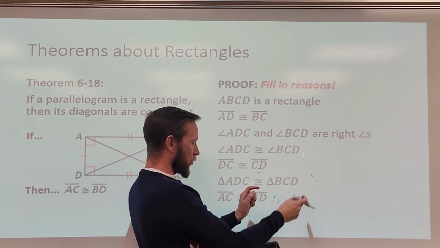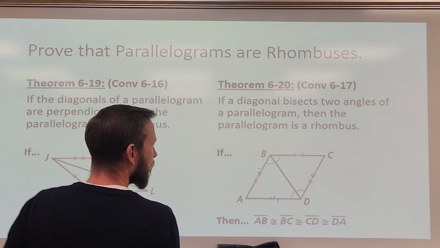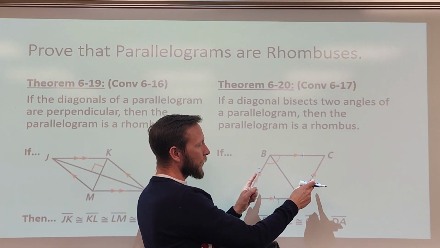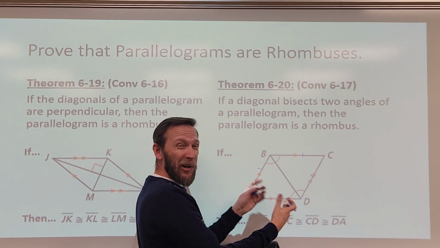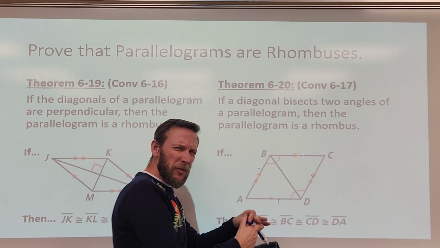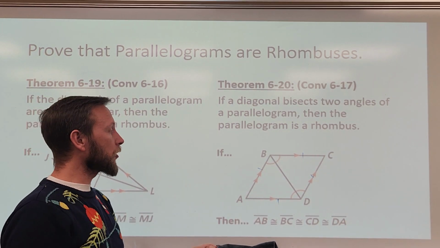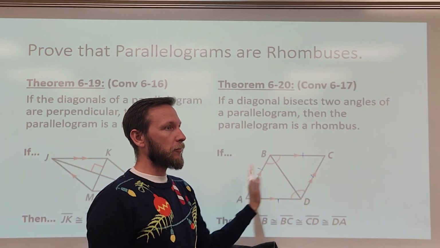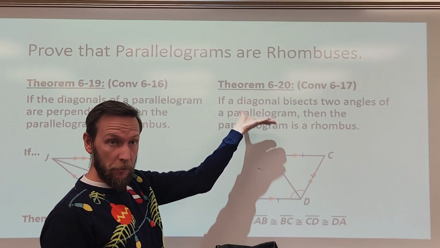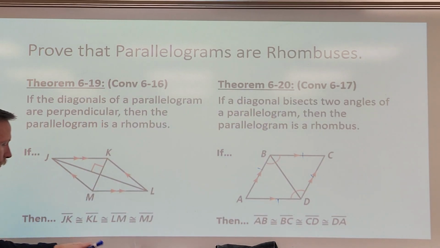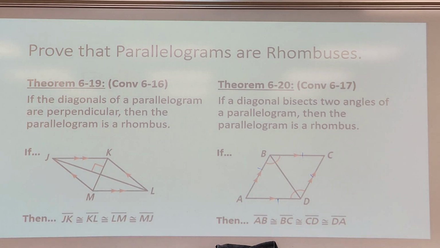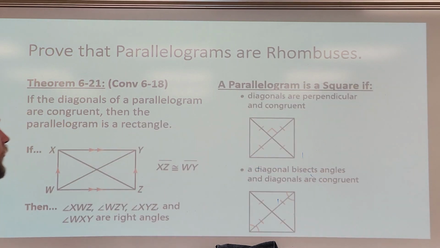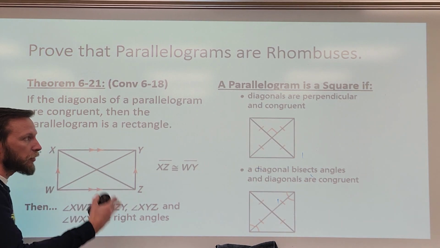But we do know that we have CPCTC, and so we know that these sides are congruent, and we know that these sides are congruent. Or since it's a parallelogram, we know the opposite sides are congruent. So we're doing a combination of the converse of the isosceles triangle theorem, but also using theorem 6-7 that says that the opposite sides in a parallelogram are congruent to each other. All right? And so thinking through those, given these particular cases, that parallelogram is a special parallelogram called a rhombus. The converse of 618, if the diagonals are congruent, then this parallelogram must be a rectangle.